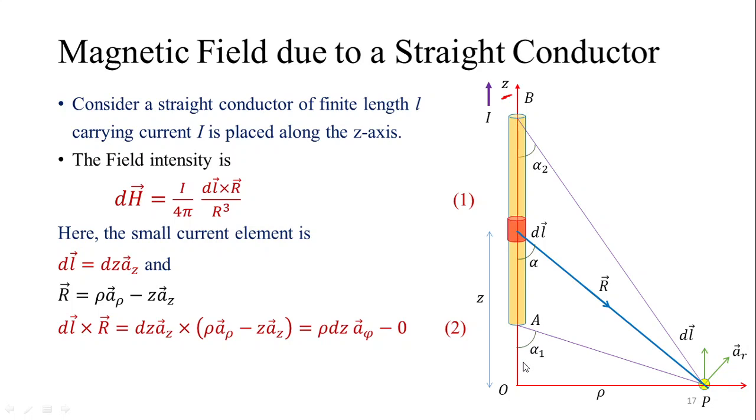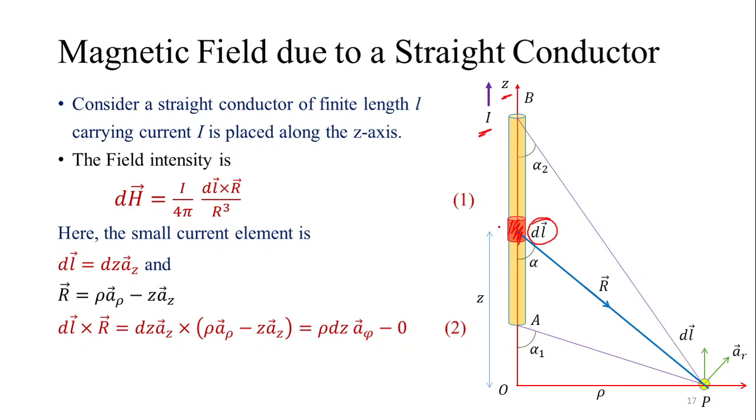Now let's try to calculate the field due to a straight conductor which is placed along the z axis and carries a current I. This yellow shaded straight wire is placed along the z axis and it is carrying a current I. Now let's take a small portion in this conductor, that is the red shaded region, and the length of this is dl.